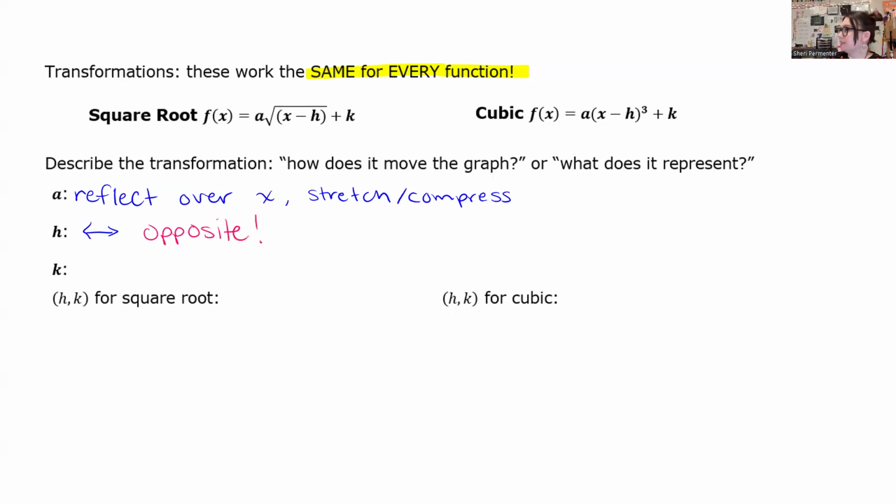It's always opposite. So if you see +2, that means you move to the left. If you see -2, it means you move to the right. It moves left and right in an opposite direction. So anything with this X grouping moves in an opposite direction than you think, and that's because there's a negative in the equation. K will move you up and down.